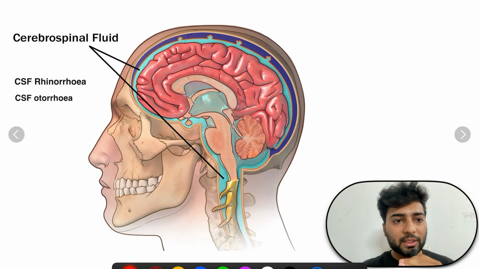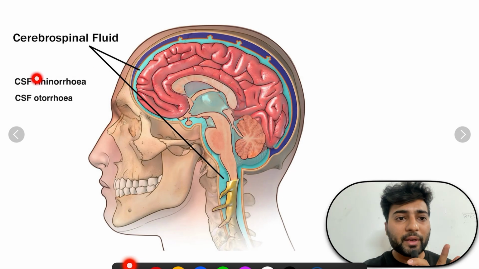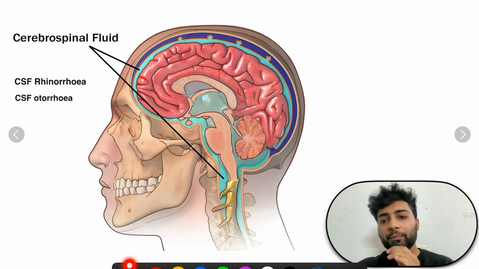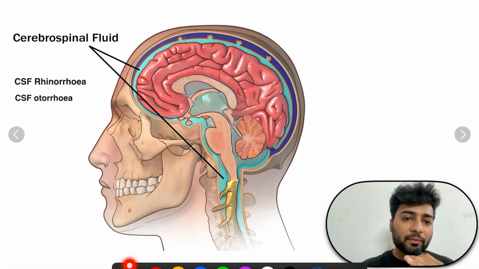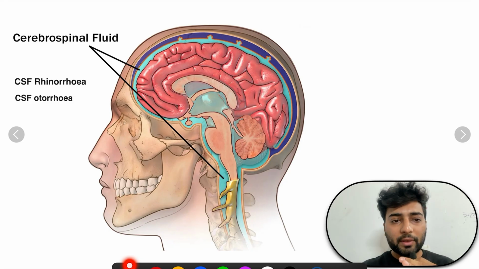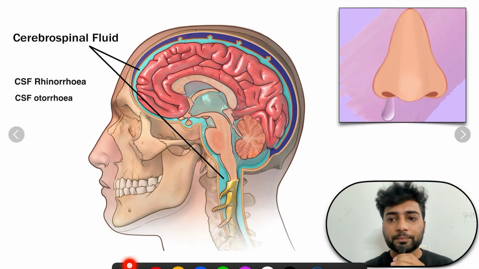Now we'll see the clinical features. In this diagram you can see that this is the skull base, right? Whenever this gets fractured, this fluid over here, which is cerebrospinal fluid, will come out either through the nose, which is CSF rhinorrhea, or through the ear, which is CSF otorrhea. So the clinical feature of skull base fracture is CSF rhinorrhea and otorrhea. Just visualize the CSF coming out through the nose and the ear, right?